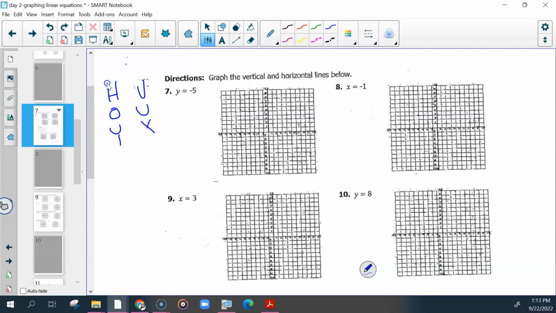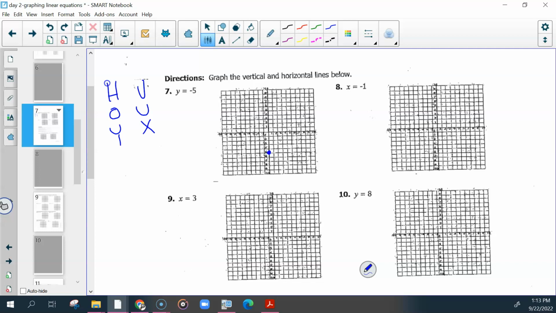So for number 7, we have y equals, so that's going to be a horizontal line. Along your y-axis, find when y is negative 5. I know it's a little blurry. Try your hardest. 1, 2, 3, 4, 5.